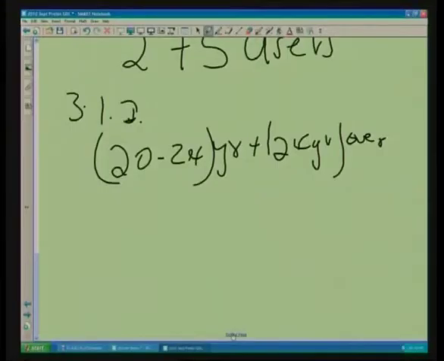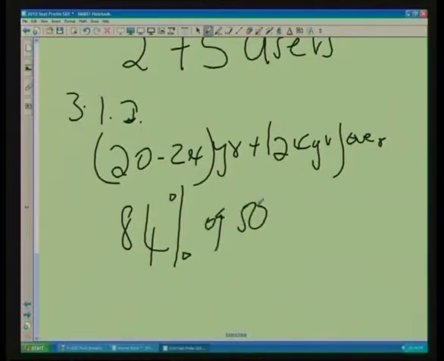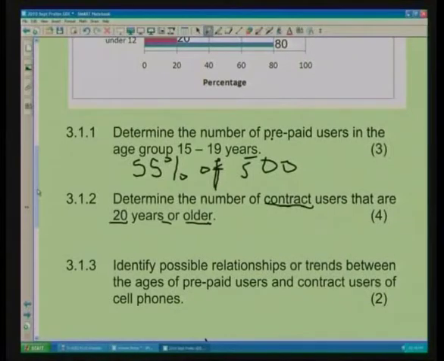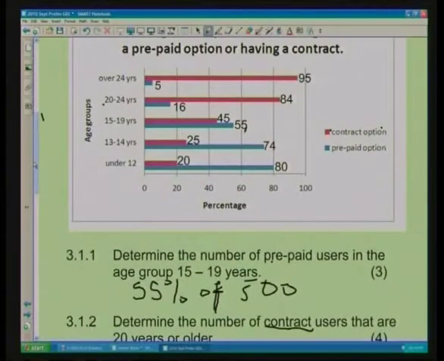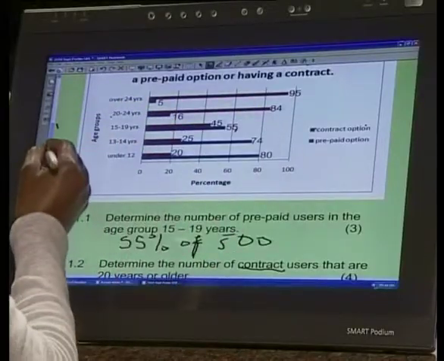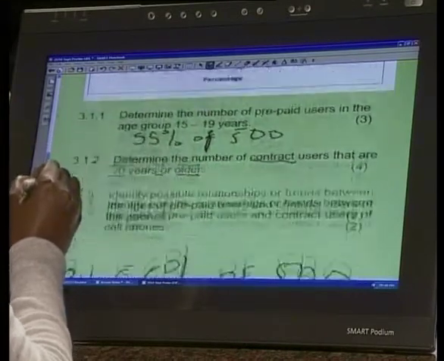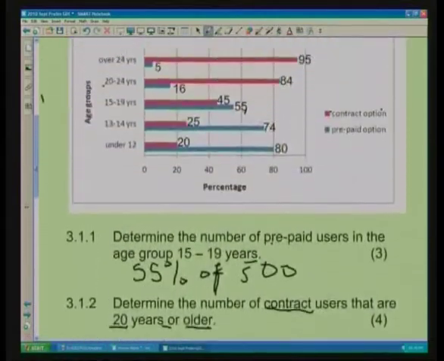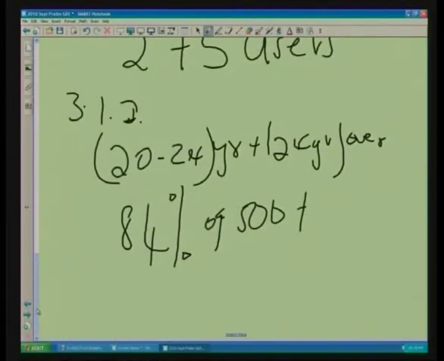You say 84% is the same number, which is 500. Plus, you quickly go there. Remember, you are working on time. You quickly go there and say, okay, over 24, 95%. You come back. It was 95%. So you say, okay, 95% of also 500.